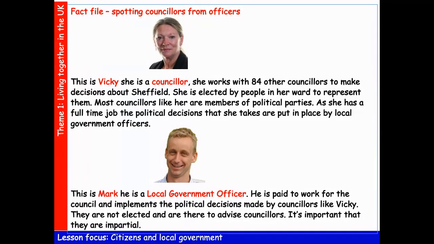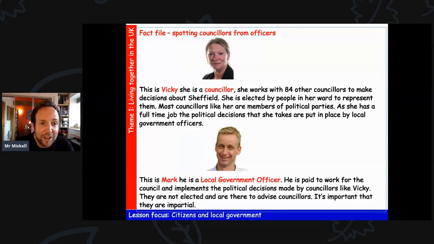So, for example, what you can see on screen now, the top picture, is Vicky. Vicky is a councillor for Stannington, who many of you may know. Stannington ward on Sheffield City Council includes Loxley, Stannington, High Storrs, Dungworth, Bradfield, Low Bradfield, High Bradfield, Worrall, all sorts of places like that. She's a councillor. She works with 84 other councillors to make decisions about Sheffield. She's elected by the people in her ward to represent them. Most councillors like her are members of political parties. She happens to be in the Liberal Democrat political party. She has a full-time job.